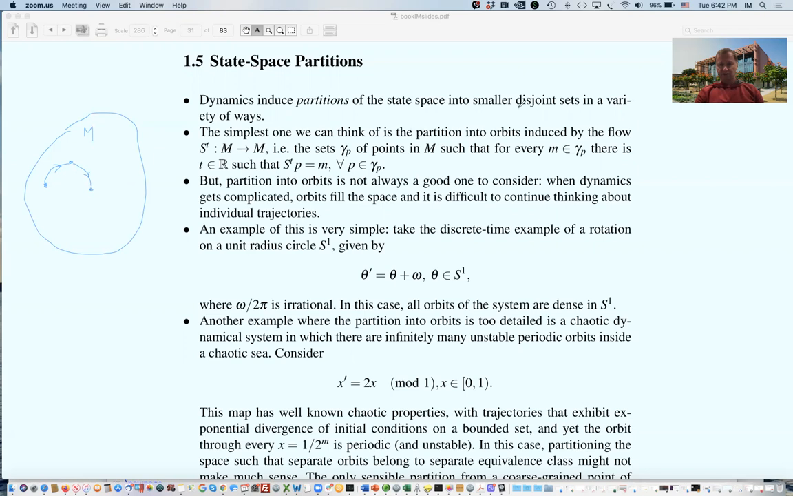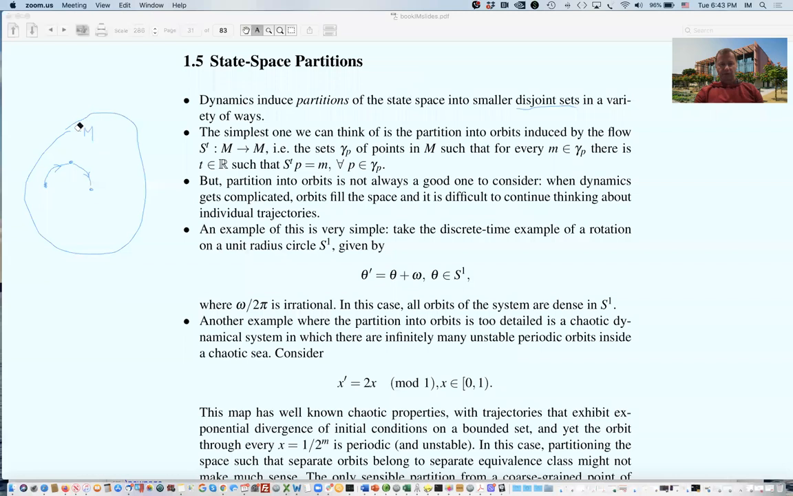So they're disjoint sets. If you think about individual orbits in a system that has existence and uniqueness of solutions, orbits are separate as sets, so they're disjoint, and their union is the whole set M. So they constitute a partition, but the partition into orbits might not always be a good one to consider.